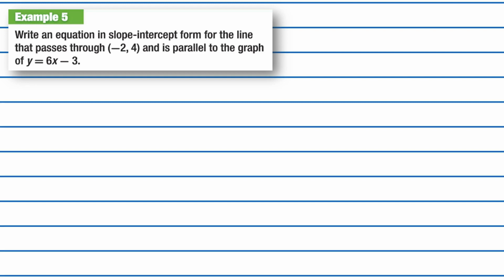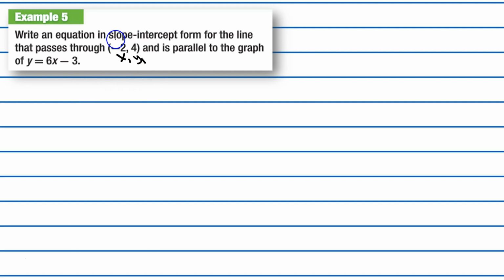Alright, now let's try example 5. We want to write an equation in slope-intercept form for the line that passes through (-2, 4) and is parallel to the graph of y is equal to 6x minus 3. So, we have an equation here, but we also know that we have a point. This will be x1, and that would be y1. First x, first y. That's how we can remember it.